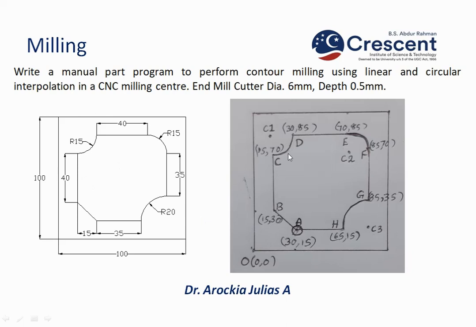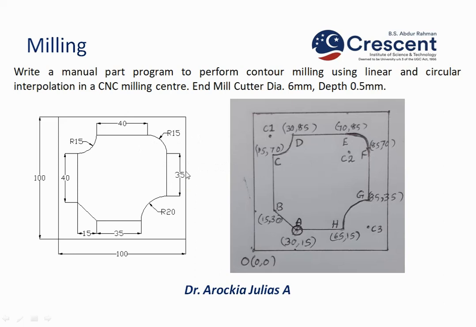Now for D it is a circular arc. Okay, in the x-axis it is R15, so in the x-axis we will add 15 units, so 15 plus 15, 30. In the y-axis we add 15, so 70 plus 15, 85. So the coordinate position for D is 30, 85. Now it is plus 40 in the x-axis, so 70, 85 for E, and then again a circular arc which is R15. So in the x-axis 70 plus 15, 85. In the y-axis 85 minus 15, so it will be 70. So the coordinate for F is 85, 70.